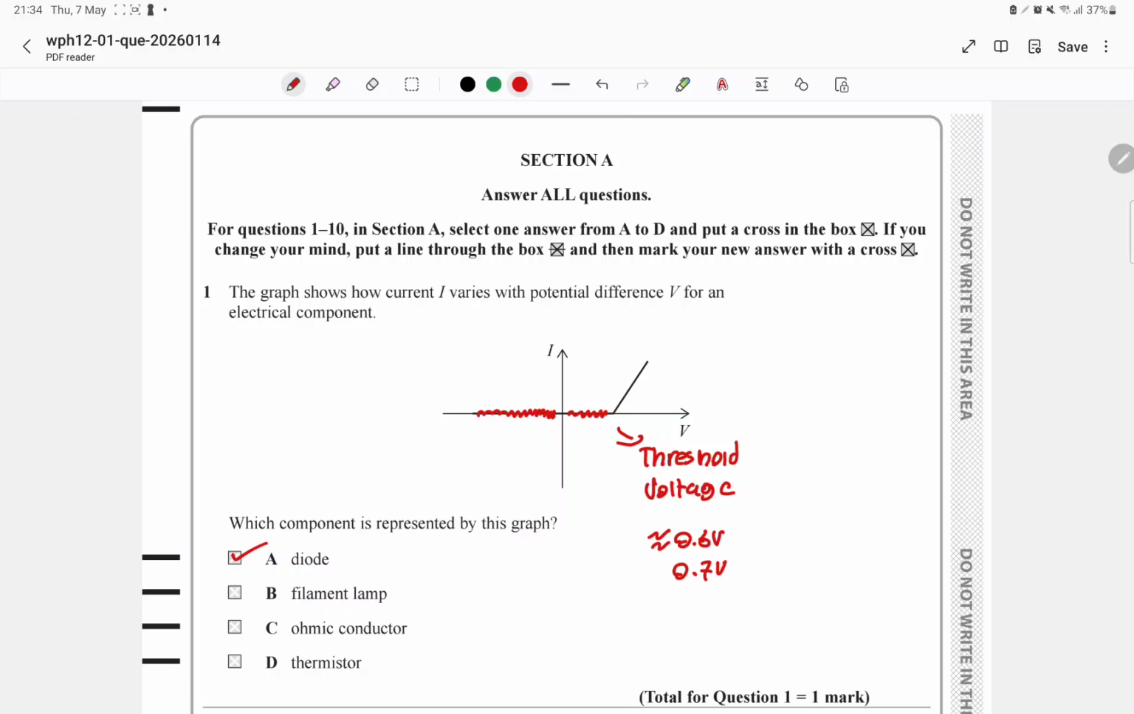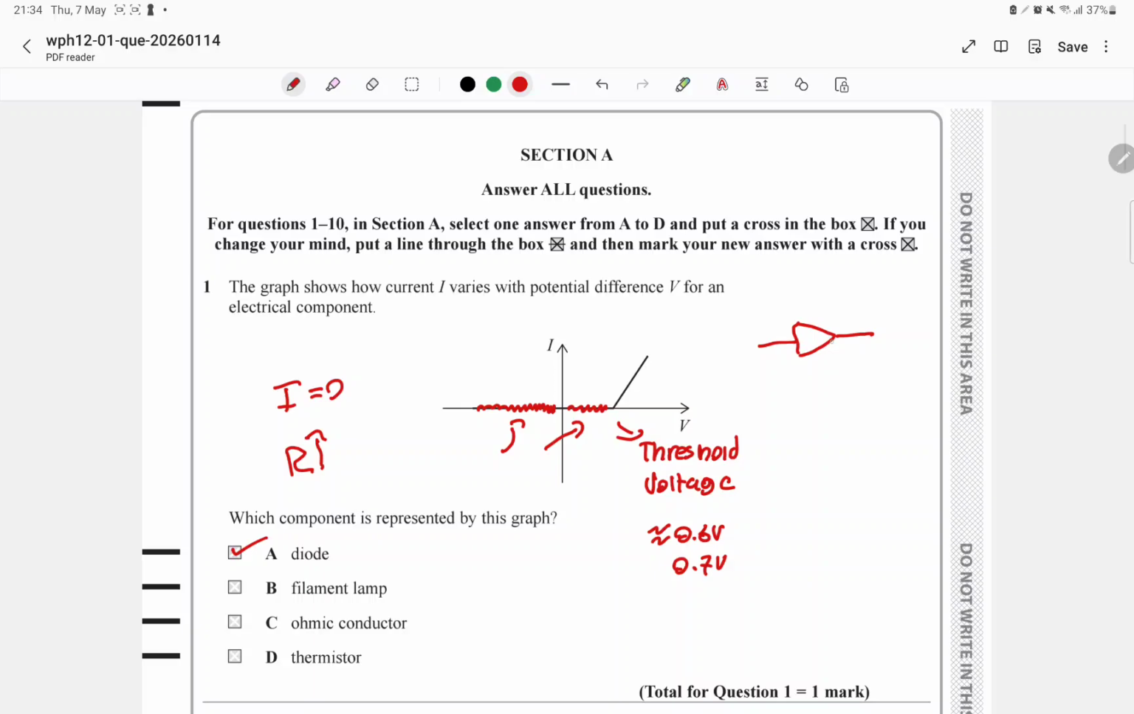So any voltage less than the threshold or any negative voltage shown by these two sections, the resistance will be infinitely high, a really high resistance, making the current equal to zero. There will be no current flowing through. So diodes, which have this symbol, only allow current to flow through in one direction. If you're wondering what direction, well, you see the diode is like an arrow.